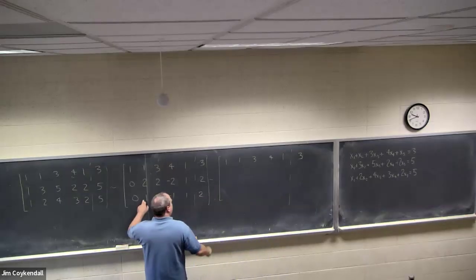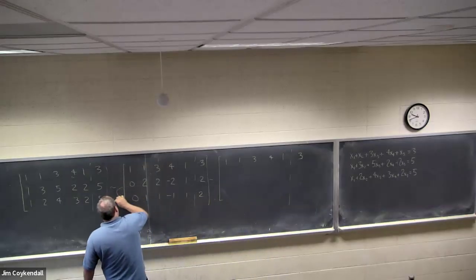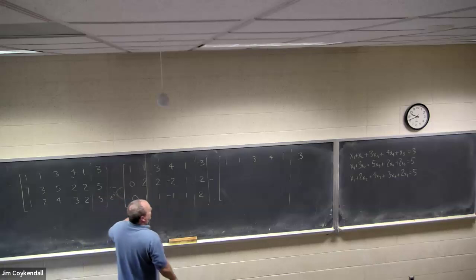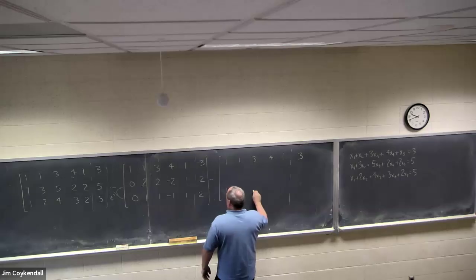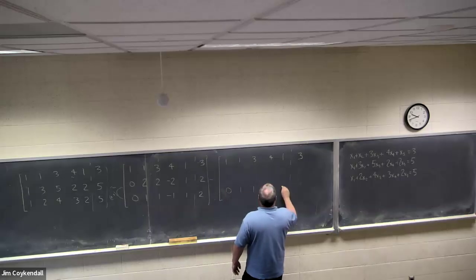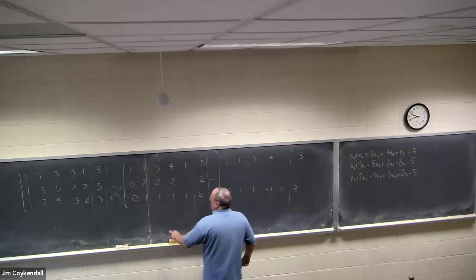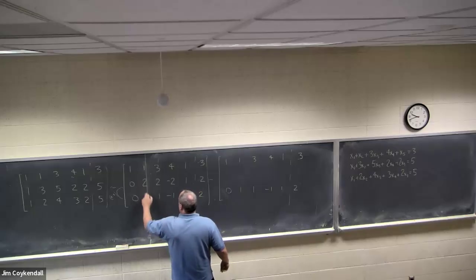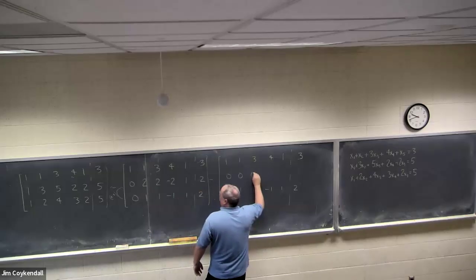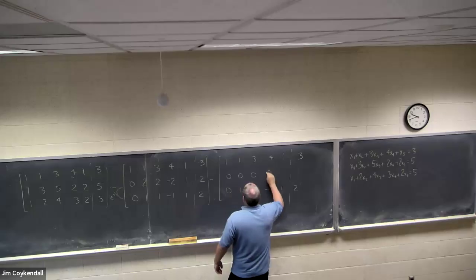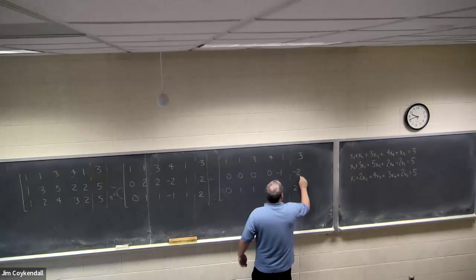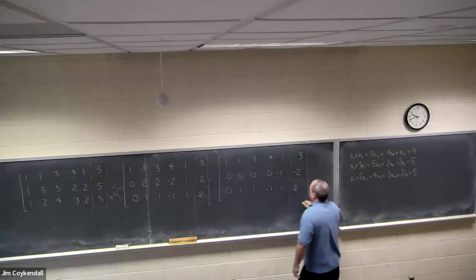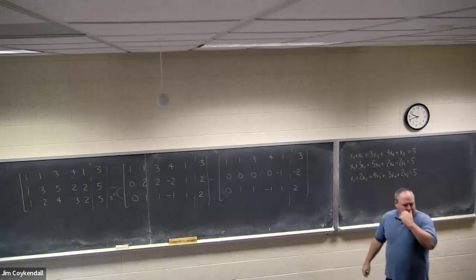So I'm going to multiply this by -2 and add it to this. And that's going to give me, so I'm still going to have 0, 1, 1, minus 1, 1, 2 on the bottom. And when I do that, times minus 2 and add, I'm going to get 0, 0, 0, 0, minus 1. And that's going to be minus 2. That looked right, yeah.